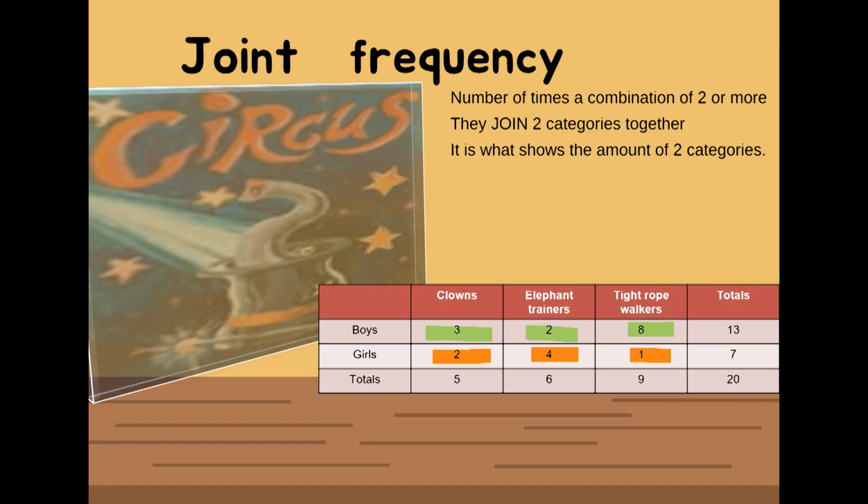So we have our joint frequency, the number of times a combination of two or more are shown. They join two categories together. It is what shows the amount of two categories. For instance, we've got boys that are clowns, which is 3. We have boys which are tightrope walkers, which are 8. Then we have girls which are our elephant trainers, or our girls which are clowns. So it is showing what these two different categories are, and when we put them together, this is the number that we are coming up with.